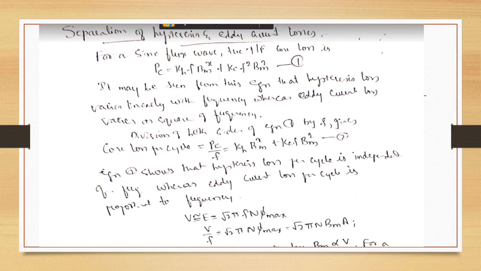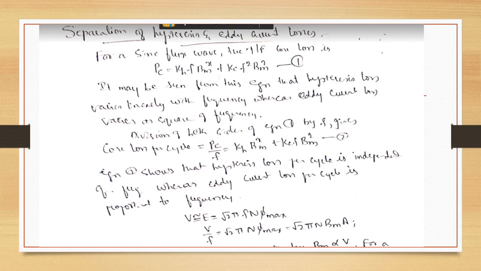Now we will see the separation of hysteresis and eddy current losses. For a sine flux wave, transformer core loss is given as Pc is equal to Kh f Bm power x plus Ke f square Bm square. So I am writing both hysteresis and eddy current losses here. So it can be seen from the equation that hysteresis loss varies linearly with frequency, whereas eddy current loss varies as square of the frequency.